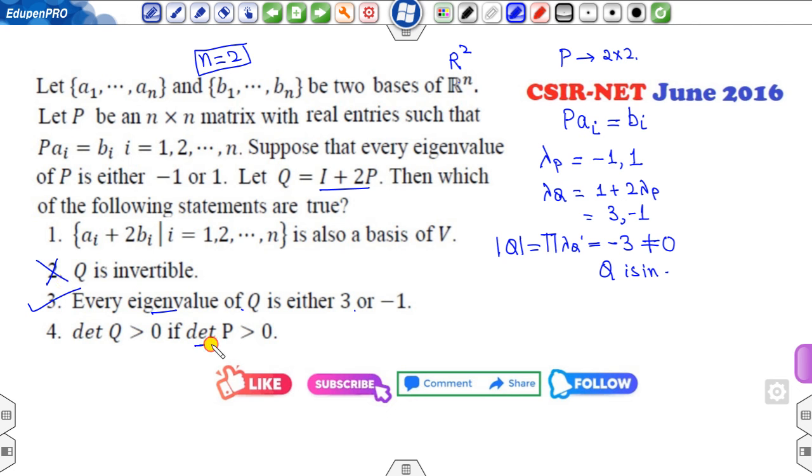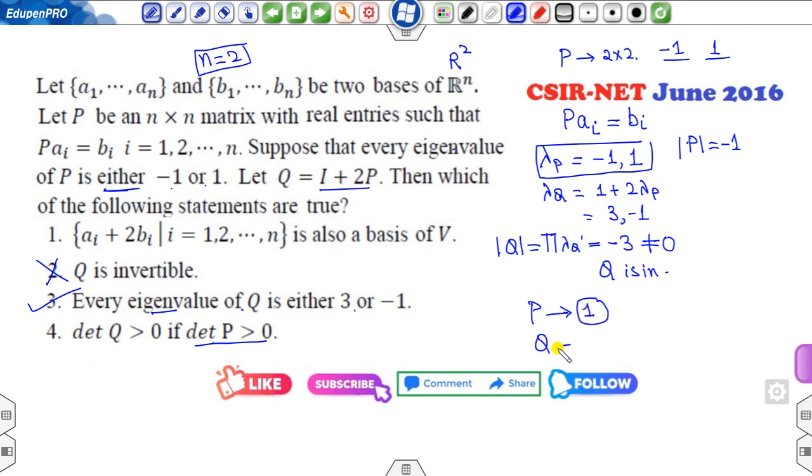If the determinant of P is greater than 0, clearly, because I have a 2 cross 2 matrix, eigenvalues are 1 and minus 1, so the determinant of P is minus 1. But if the determinant is greater than 0, then the determinant of Q is also greater than 0. It means if eigenvalues are either minus 1 or 1, that means P has eigenvalue 1. What are the eigenvalues of Q? When P has eigenvalue 1, the eigenvalue of Q is 0, 3. The determinant of P is greater than 0, and the determinant of Q is greater than 0.